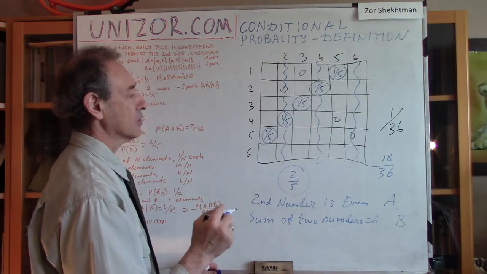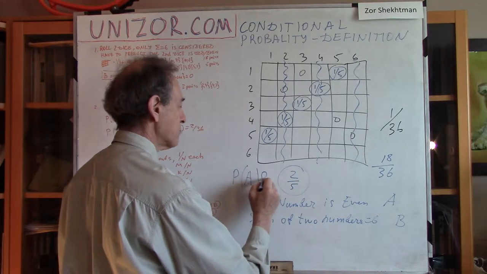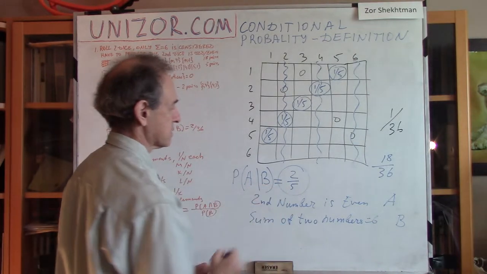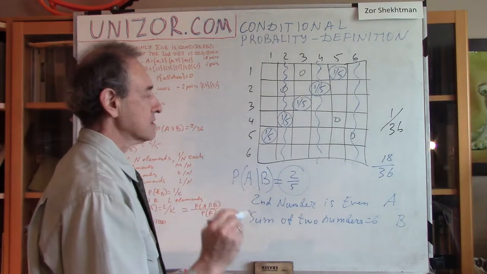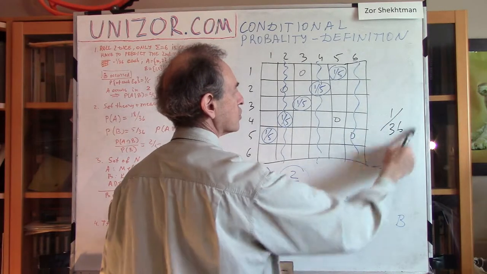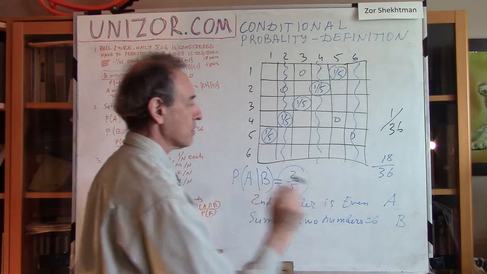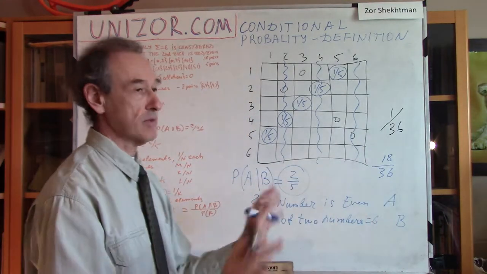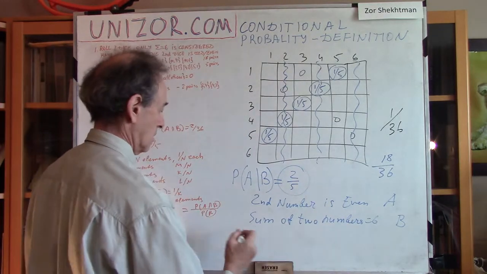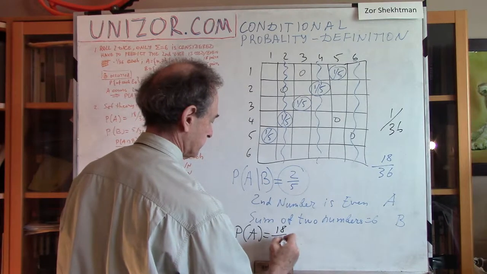So what I have just calculated is the following. I have calculated that the probability of the event A under the condition that B has occurred, that the numbers are summed up, is equal to 2/5. That's what I have just calculated. But let's just think about a different approach. In my original distribution of the probabilities, when each square has 1 over 36, what is the probability of the event A, just as if I don't know anything about the event B? Well, the probability of A would be, as I said, 18/36, which is 1/2.